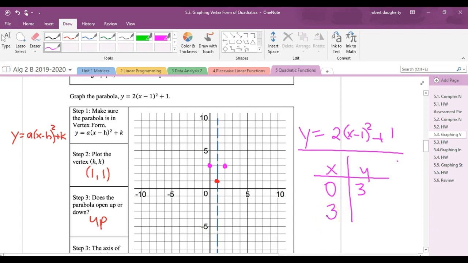So let's put in a 3 here. What's 3 minus 1? 2. 2 squared is 4. 4 times 2 is 8, plus 1 is 9. So 3, 9 is right here. The minute I have this point, I can go backwards over here and I know I have a point right here, because they have to be symmetrical. There's no reason to plug that number in once you have a point on one side. So now I'm ready to graph this. I know that it goes just like this.